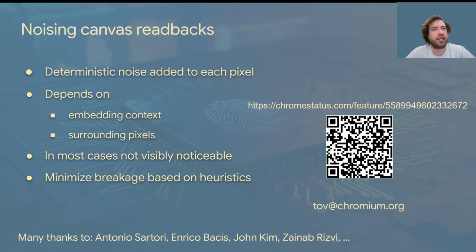And with that, I'd like to conclude. So the algorithm that I've shown in this presentation adds noise to each pixel of a canvas in a deterministic way that depends on the embedding context of that canvas as well as its content. In most cases, the noise is barely visible. And finally, we aim to minimize breakage further by only intervening when certain heuristics are met.